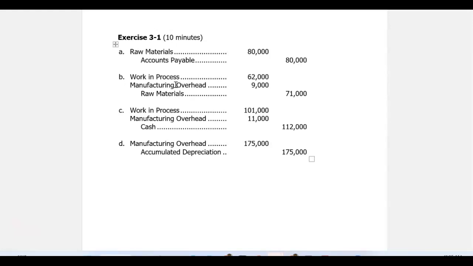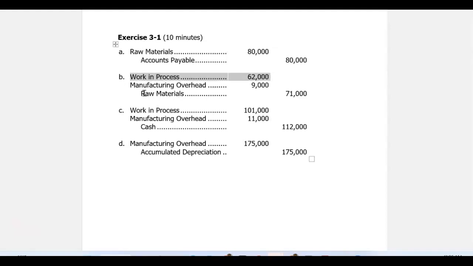Then we transferred some of those raw materials into two places, either into work in process as a direct material or into manufacturing overhead as indirect material. Anything that you use directly in the production will count as direct material. Remember, you need 3 things to make a product. What are those? Direct material, direct labor, and overhead. If you have those 3 things, you finish your product. So direct material will be debited into work in process for $62,000.